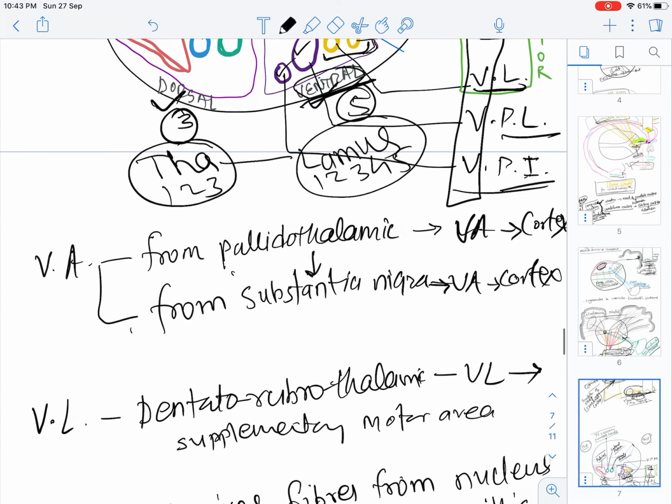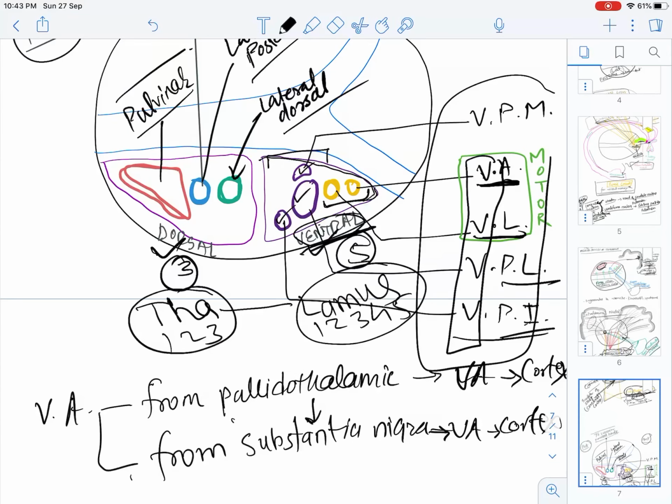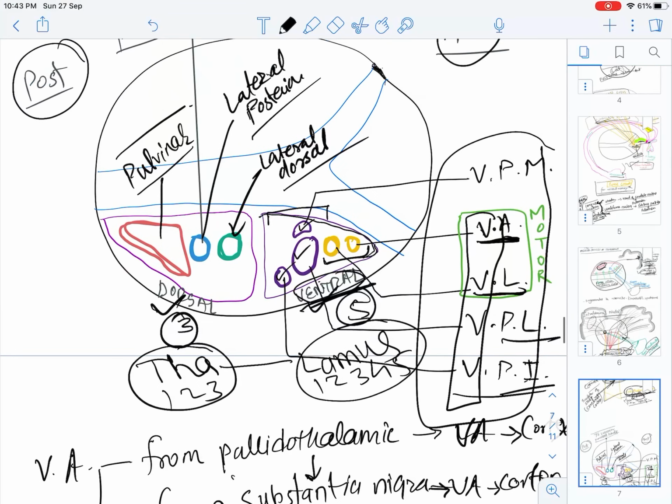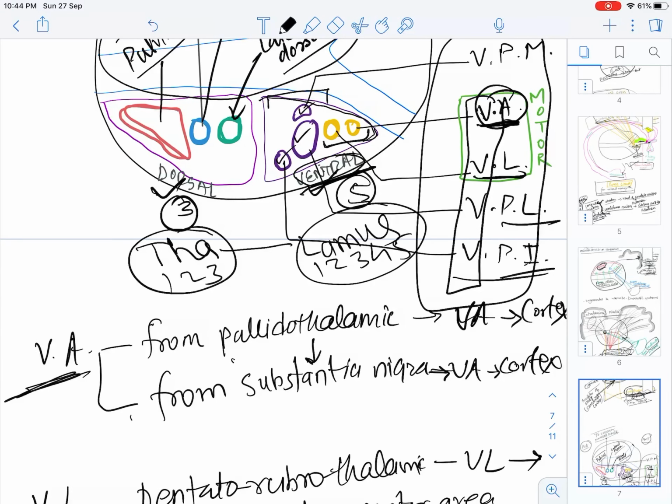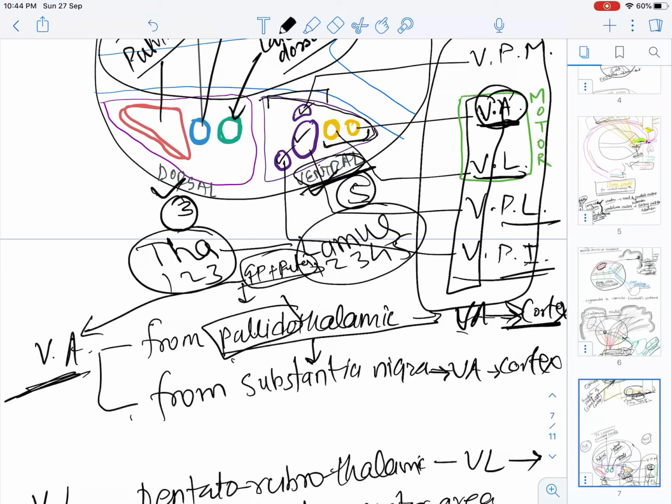I have explained. So first, what is the function of the ventral tier? We will see the ventral tier first, then we will go to the lateral dorsal part. So the ventro-anterior nucleus receives fibers from the pallidothalamic tract and projects it to the cortex. Pallidum means lenticular nucleus, that is globus pallidus plus putamen. So the ventral anterior nucleus receives fibers from globus pallidus and putamen and projects it to the cortex. It also receives fiber from substantia nigra and projects it to the cortex.